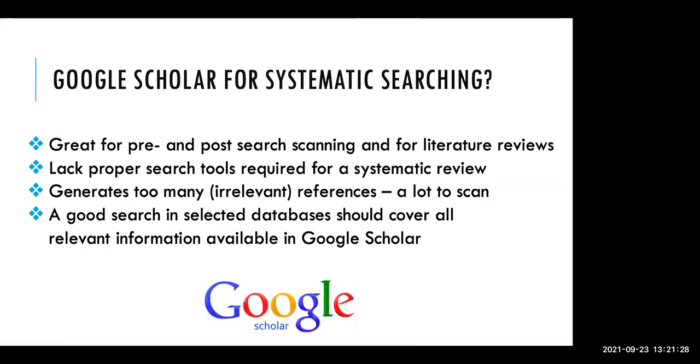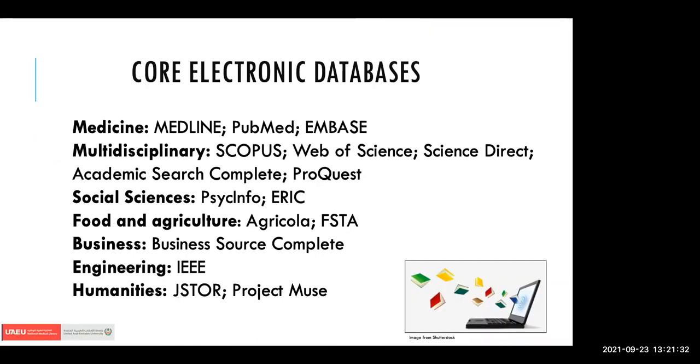Now, what about using Google Scholar for systematic reviews? What do you say? Based on what we have gone through so far today, how would Google Scholar fit in here? Would that be a good source to add? Anybody have any idea?